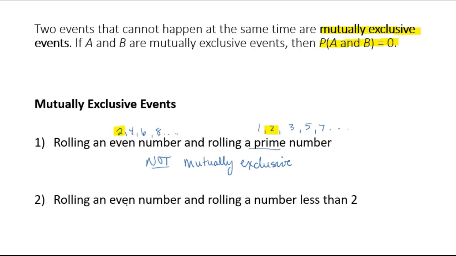However, if I roll an even number and a number less than 2, so an even number would again be 2, 4, 6, 8, everything divisible by 2, and rolling a number less than 2, the only possible roll from a die less than 2 is 1. These do not have any elements in common, so these are mutually exclusive.